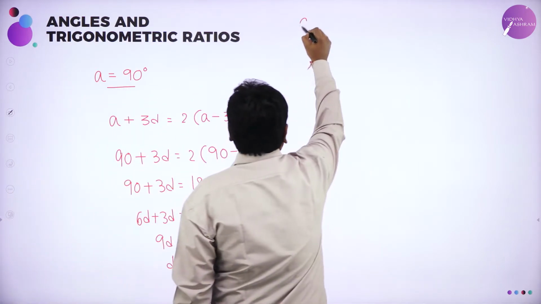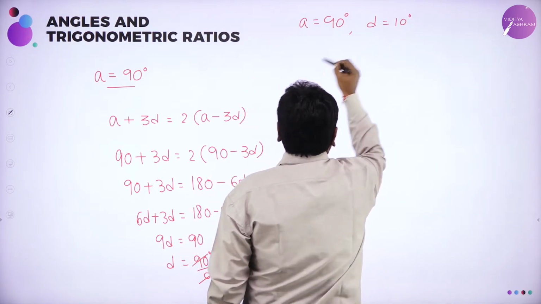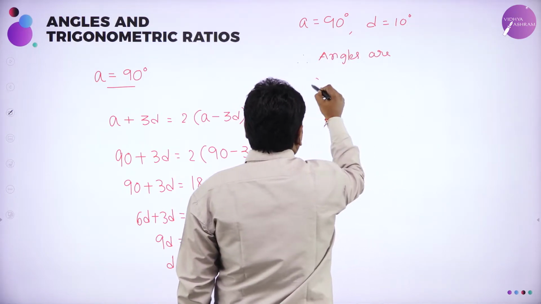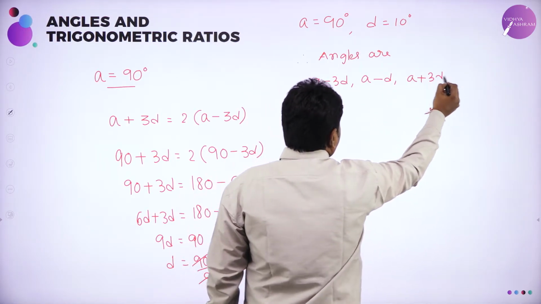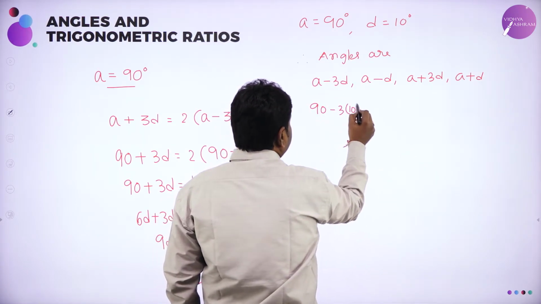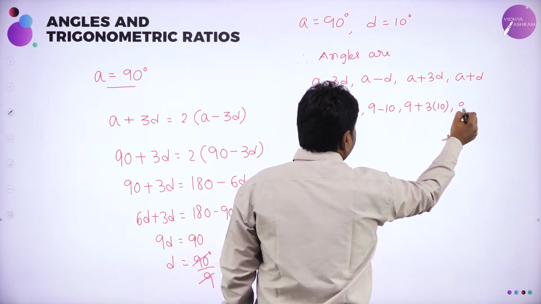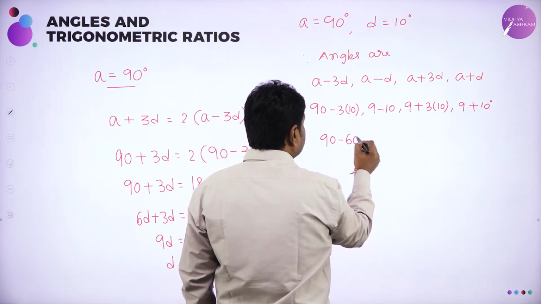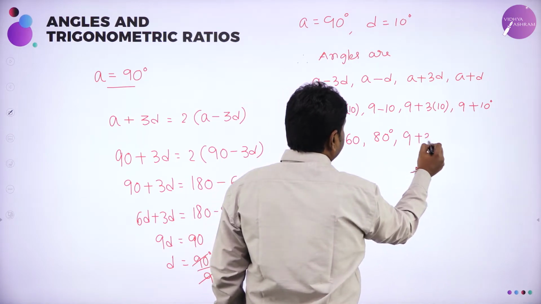So now you know a is 90 degrees and you also got the d value, and the d value is 10 degrees. Therefore, the angles in degrees, what are the angles? a minus 3d, a minus d, a plus d and a plus 3d. So now substitute the values. a means 90, 90 minus 3 times 10, comma 90 minus 10, comma 90 plus 10, comma 90 plus 3 times 10. So 90 minus 3 times 10 is 90 minus 30, which is 60. 90 minus 10 is what? 80 degrees. 90 plus 30.